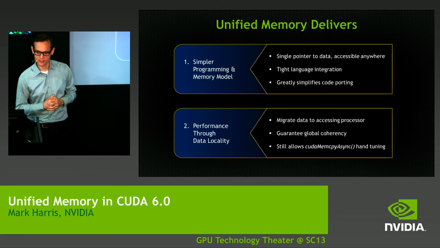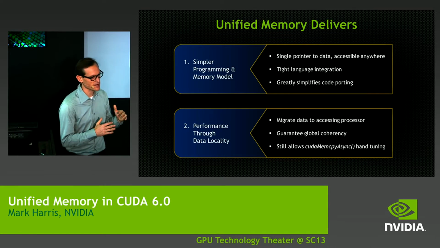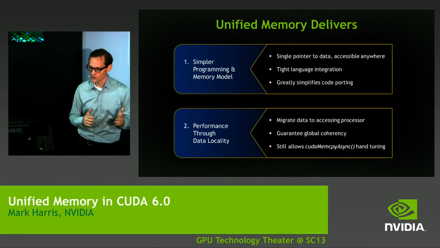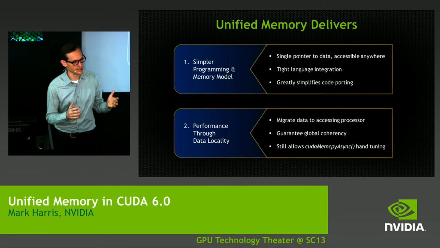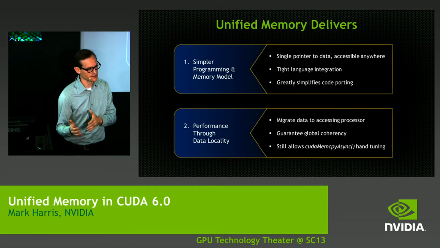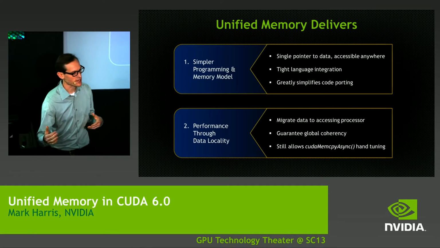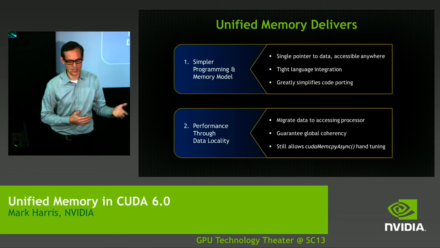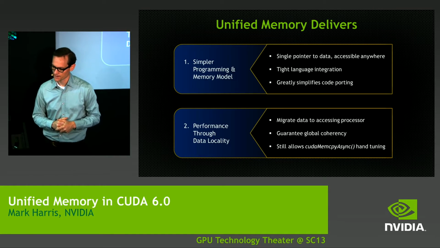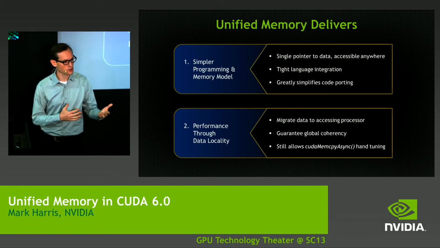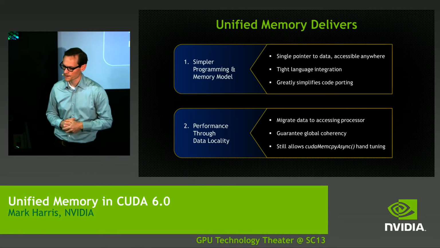Second is performance through data locality. The CUDA runtime now migrates data to the accessing processor on demand. And by doing that, we make sure that when we access the data on the GPU, we're doing so with the full GPU memory bandwidth, rather than accessing it remotely over PCI Express, for example, which is another way to share data between the CPU and the GPU. And it also guarantees global coherency at the time of kernel launches and at device synchronization.